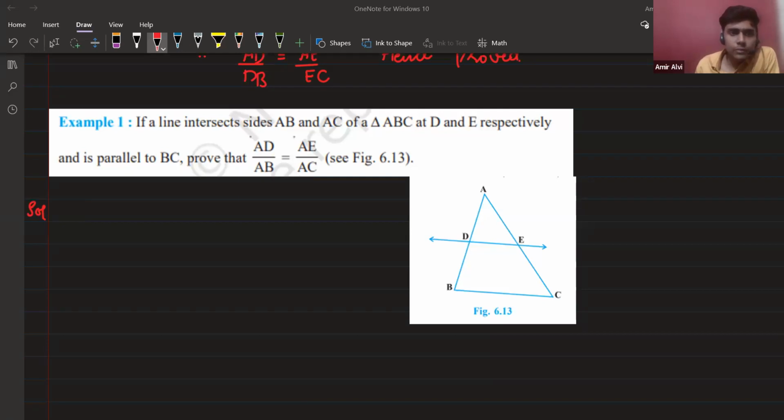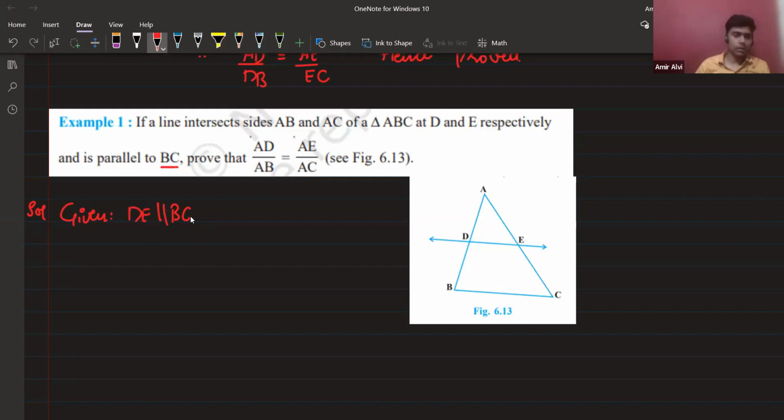So basically, there is one thing given right here. It's given that the lines are parallel. If the line is this, D and E are the points which intersect and are parallel to BC. So DE is parallel to BC. You will write the first thing which is given: DE is parallel to BC.